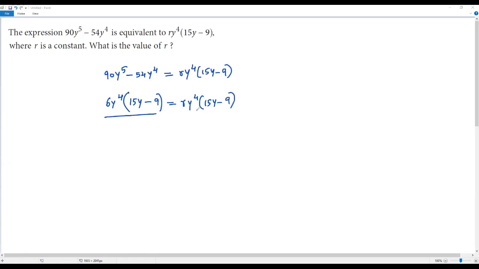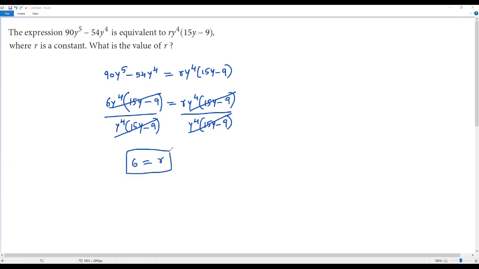Now let's divide both sides of the equation by y^4 times (15y - 9). Let me do the same thing on the right side, that is y^4 times (15y - 9). Here this y^4 times (15y - 9) will cancel out, and the same here on the right side. We have 6 left on the left side. On the right side we have r. Here I got the value of r. The value of r is 6.